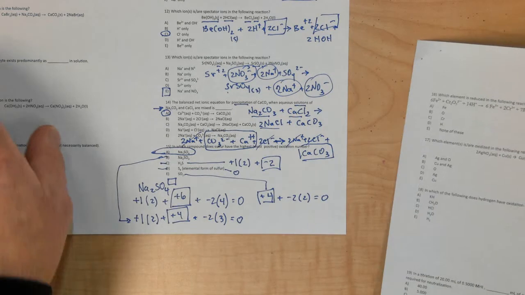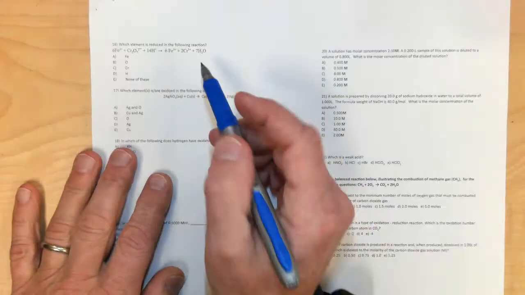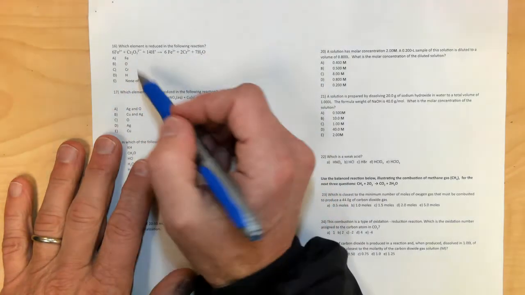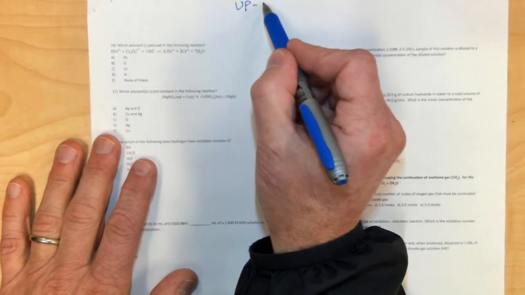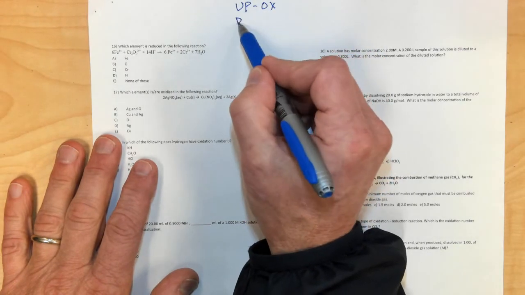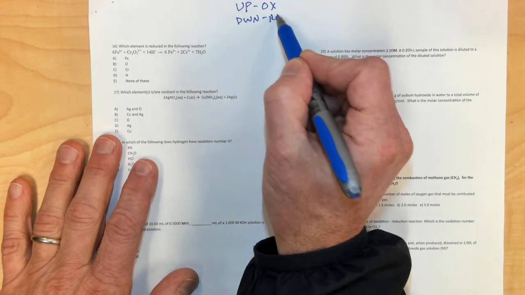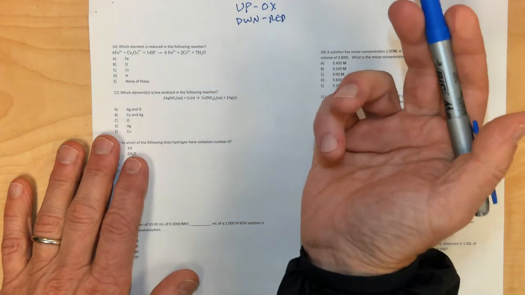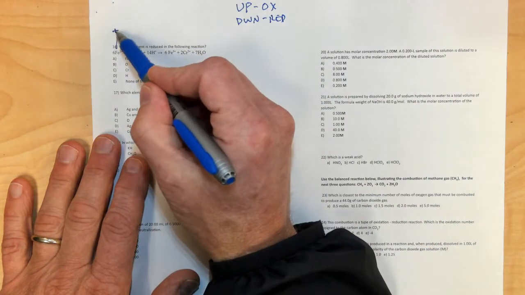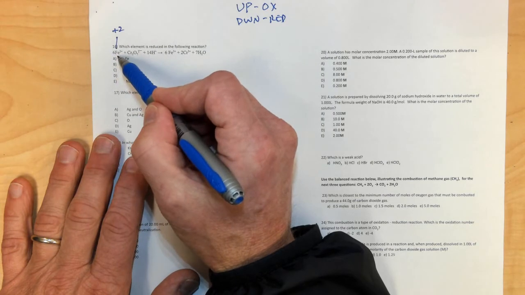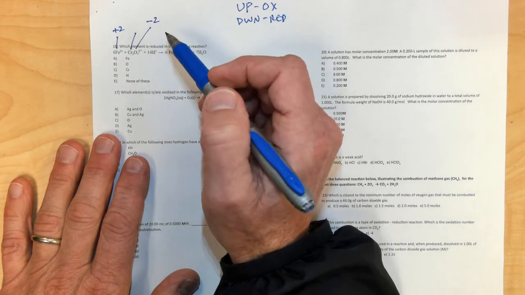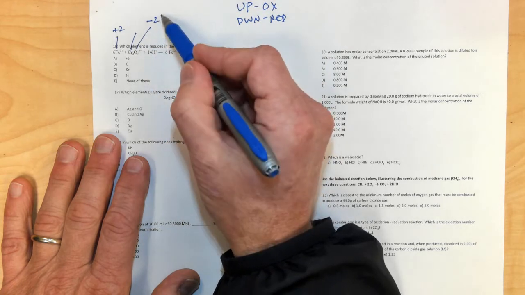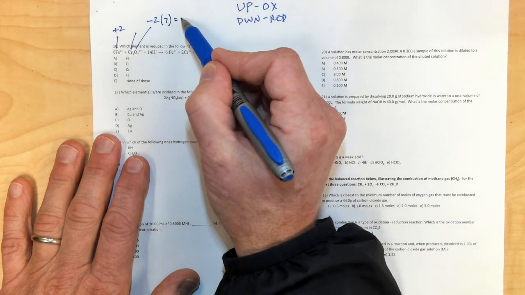Number 16, which element is reduced in the following reaction? So you have to assign the oxidation numbers, and then remember the thing that goes up in charge is oxidized, and the thing that goes down in charge is reduced. The assigning of the oxidation numbers is the tricky part. Fe is positive 2. Notice the 6 has nothing to do with assigning the oxidation number. Oxygen's -2. There are 7 of them, and 2 times 7 is equal to -14.